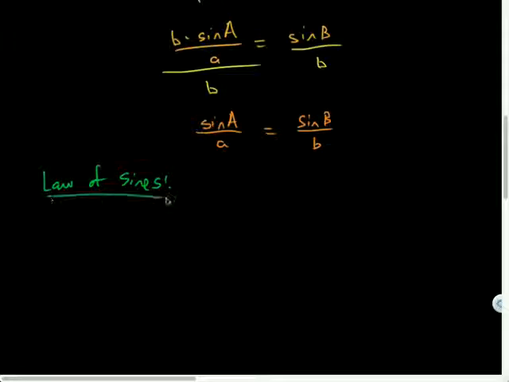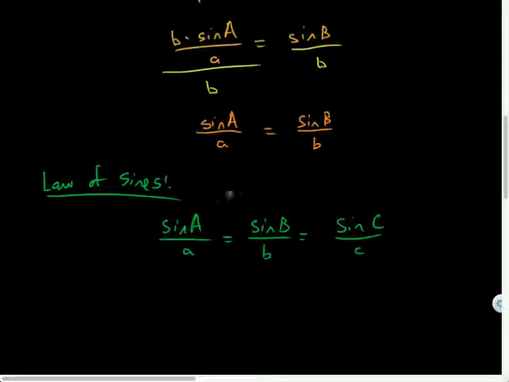And there's actually a couple ways of writing it. I could say that the sine of angle A over little a is equal to the sine of angle B over little b is also equal to sine of C over little c. All right, so this is the law of sines.